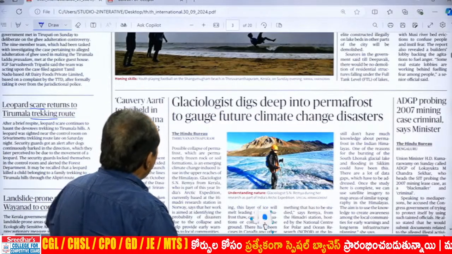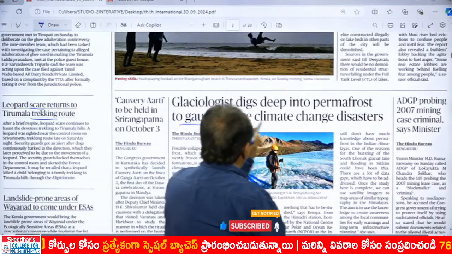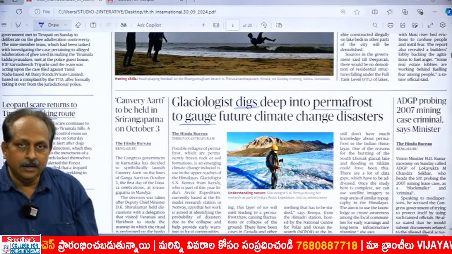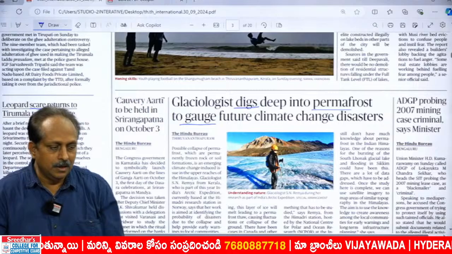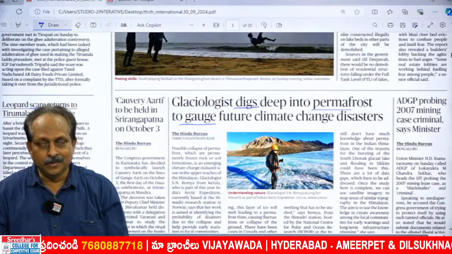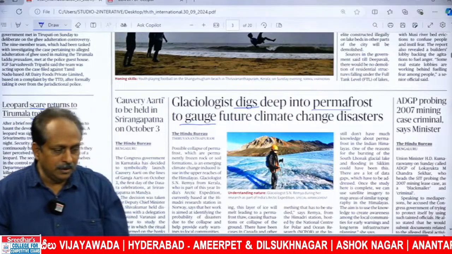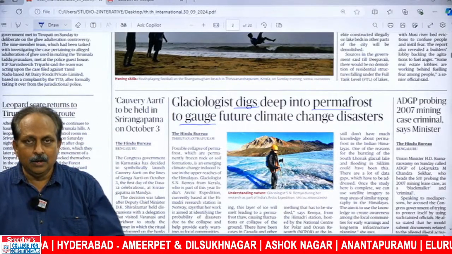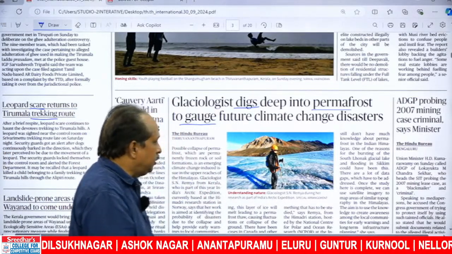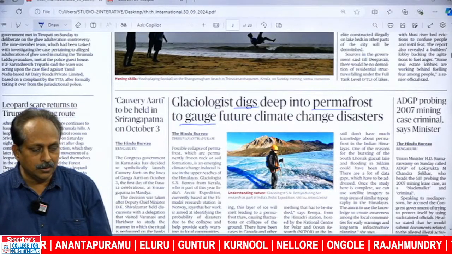Glaciologist digs deep into permafrost to gauge future climate change disasters. There are two important words here. Dig. You all know the word dig, digging the ground, making a hole in the ground. But when an archaeologist does it, we don't use the word digging, we use the word excavation. Excavate, that is a different thing altogether. And permafrost means the solid ice, snow that is permanently frozen. We use the word permafrost. And there is one important word here, usually it is mispronounced. How do you pronounce that? Gauge. Gauge, that's how you have to pronounce. Measure.